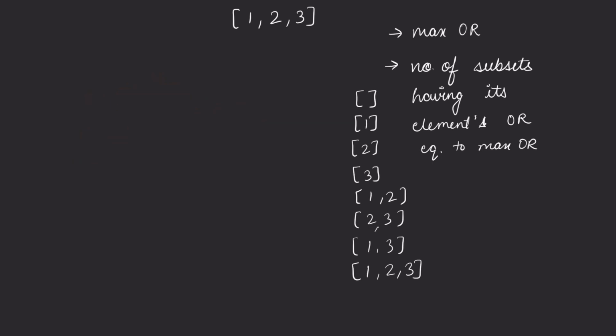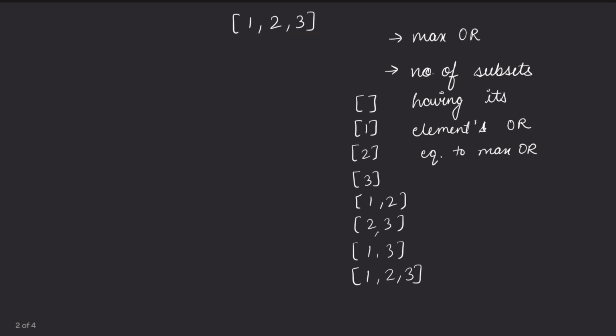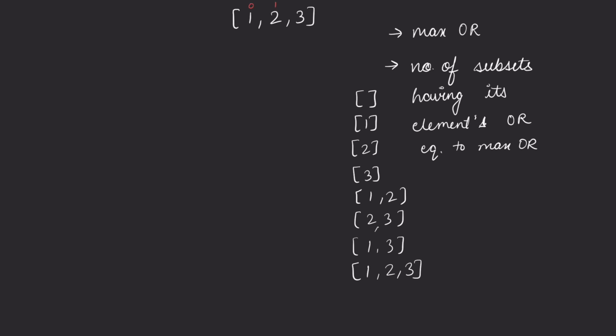So keeping these things in mind, we will try to find all the subsets of this array. First of all, let me give them the indexes. So it will be 0, 1, 2. We will start with the first element, so initially we'll keep track of i equals 0.